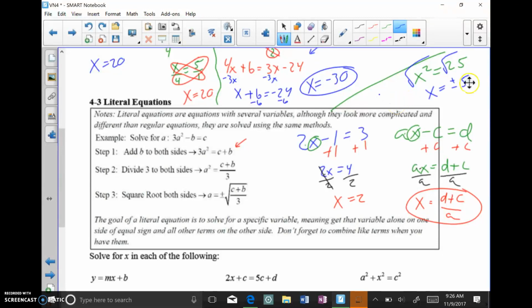Because if you think about it, we know that 5 squared is 25, but also negative 5 squared is also positive 25 because of the whole negative times negative thing. So that's why you see when we square root both sides here, we put that little plus minus symbol in front. So you might see that in a couple of examples here.